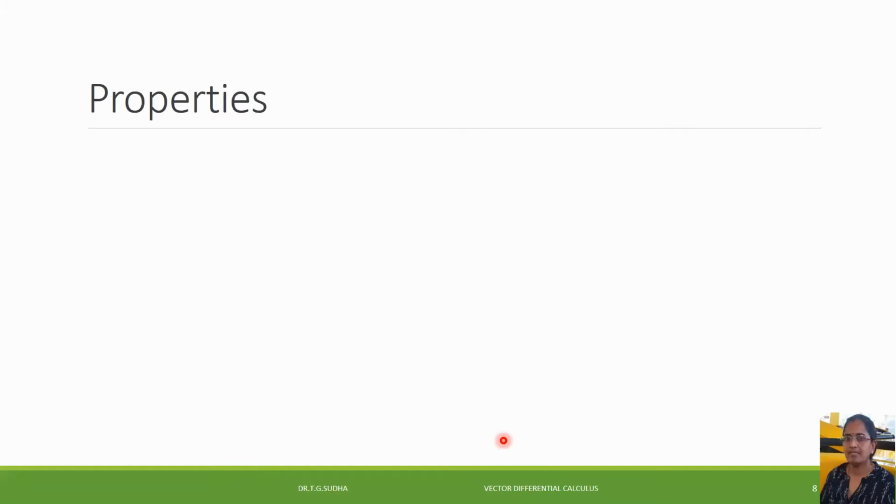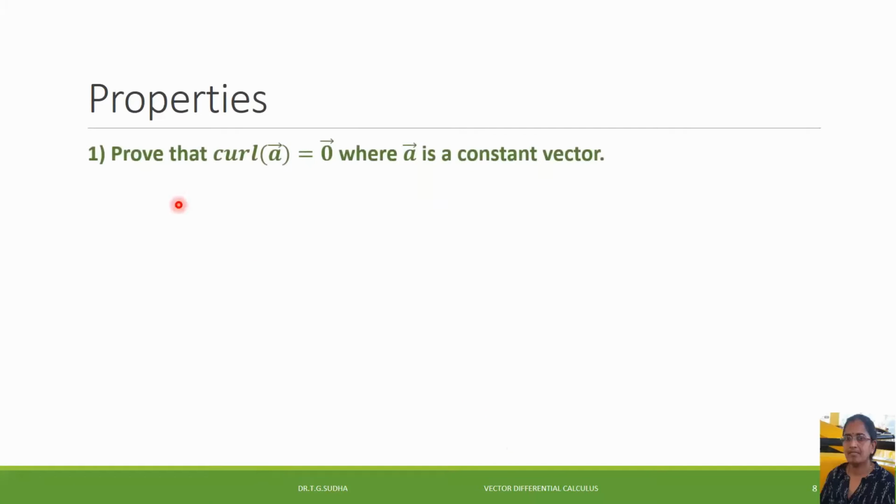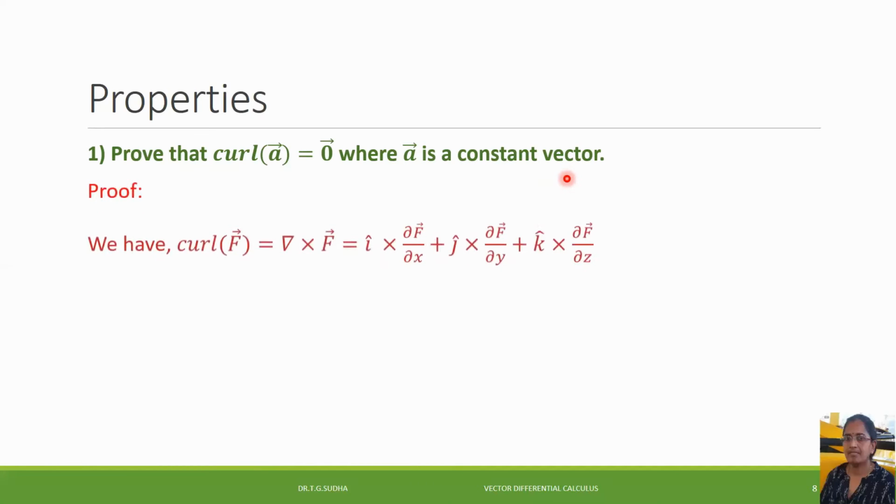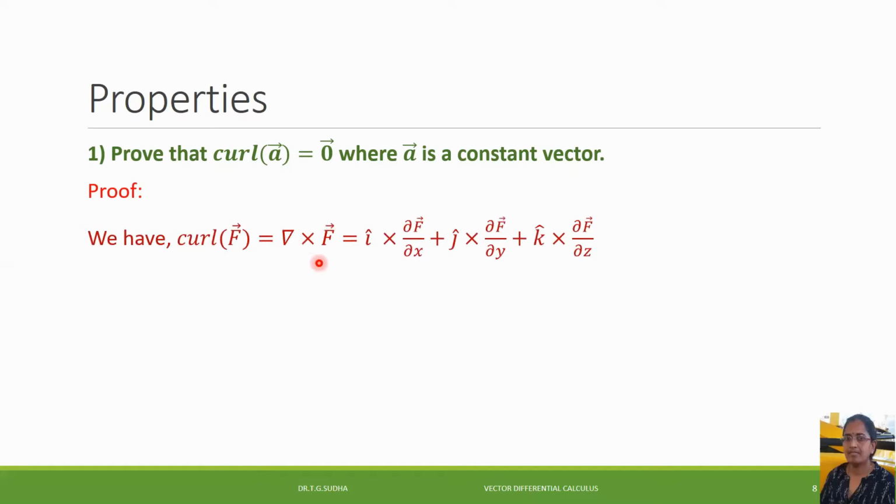Let us move on to the properties. The first property says that curl of a vector A is equal to the 0 vector if vector A is a constant vector. So let us prove this. We have curl f is equal to del cross f is equal to i cross dou f by dou x plus j cross dou f by dou y plus k cross dou f by dou z.